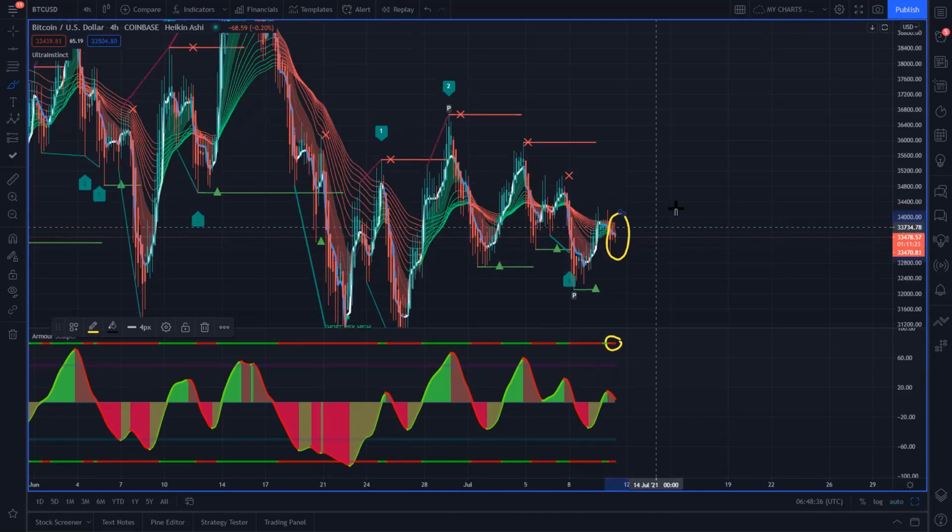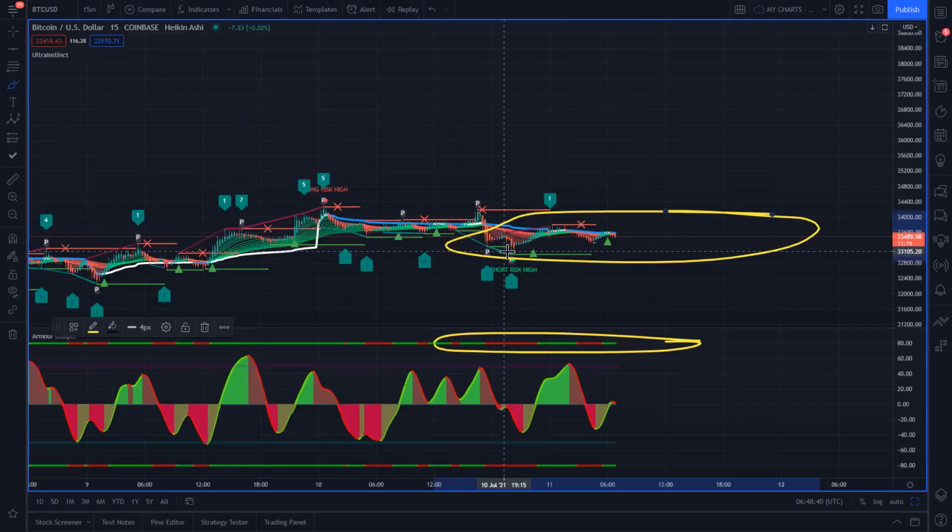Now everything is red. Then on 15 minutes, what you need to do? Only take these red X. Don't take these green lines. Only take red X. So this is the strategy.